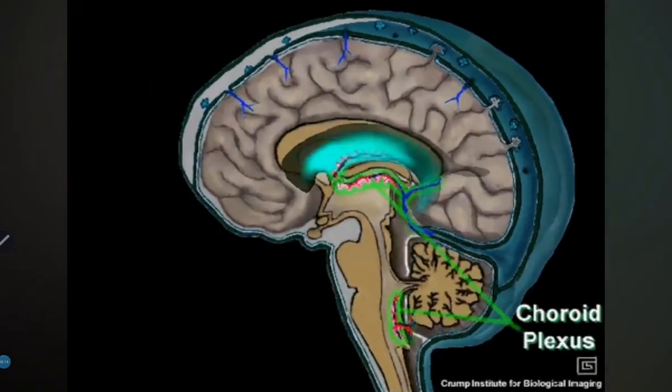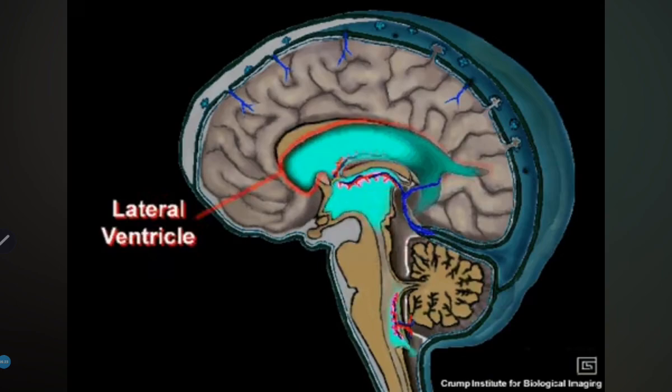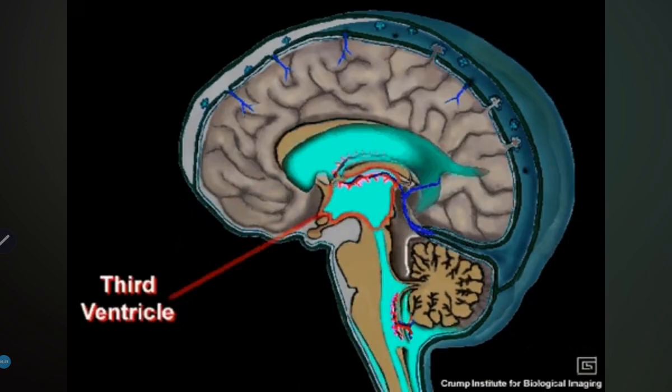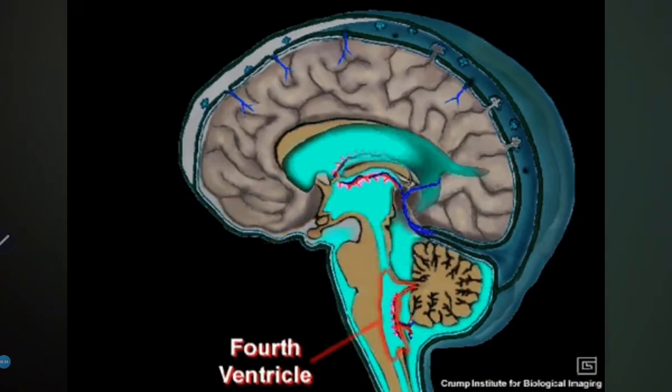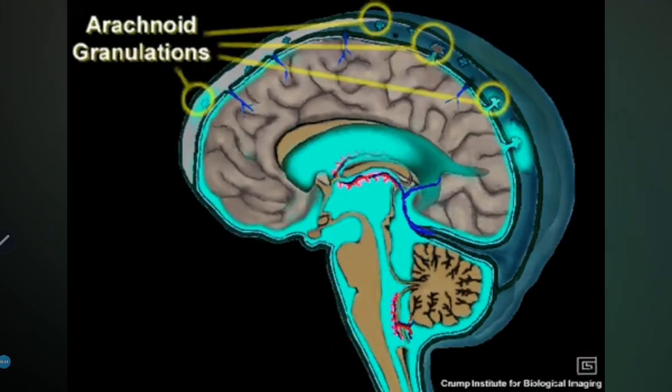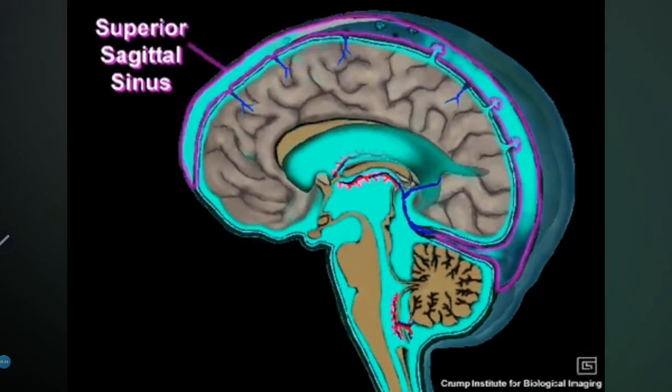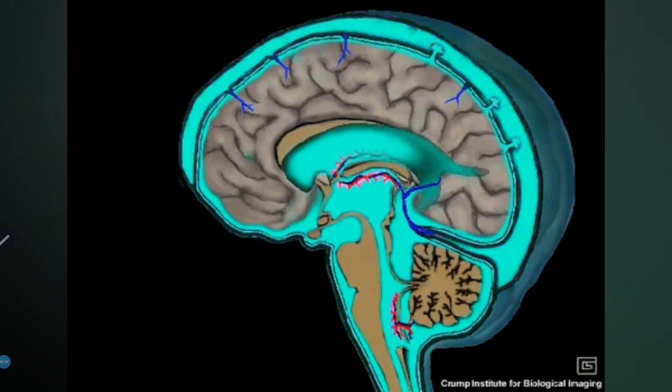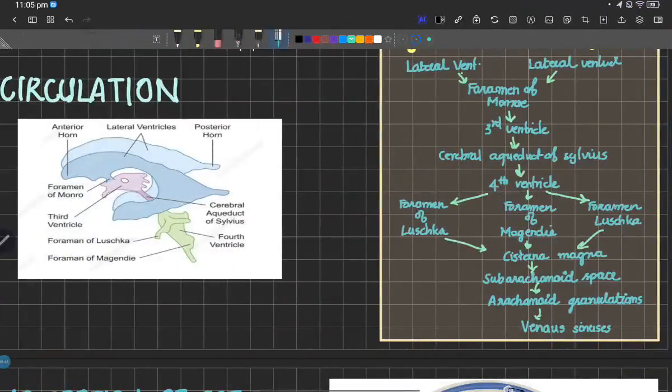As you can see here, the lateral ventricles are producing CSF, which is now being transported to the third ventricle, which has now reached the fourth ventricle. And as you can see, as I've said before, it passes upward to the subarachnoid space. You can see the arachnoid granulations here, which will absorb it into the dural venous sinus, which is majorly the superior sagittal sinus. So that's it.